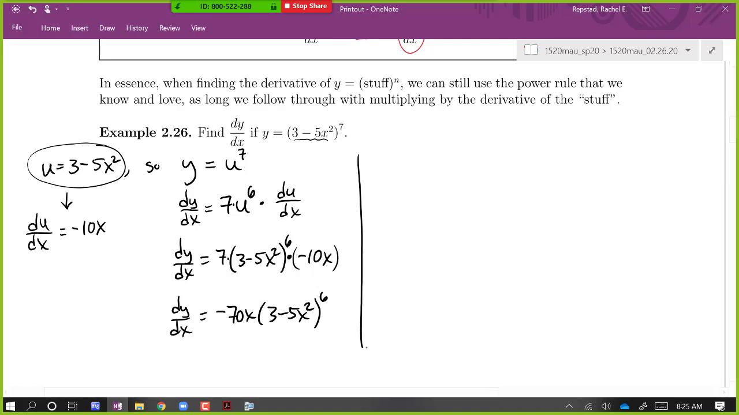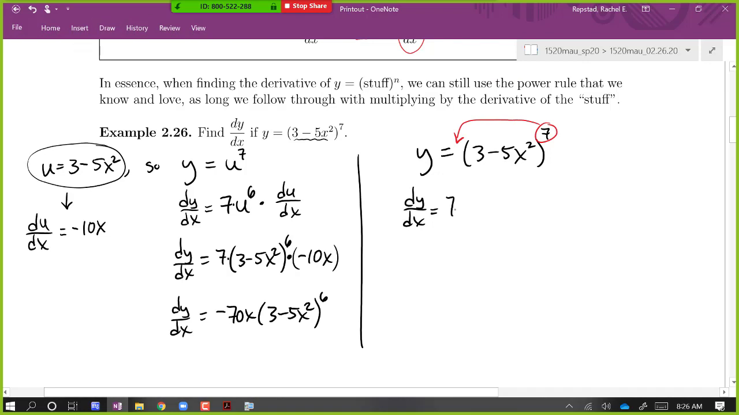As you do more of them, you might start gravitating toward this approach, which is just recognizing we have stuff to a power. I've got parentheses to a power. I'm not going to write out what u is or anything. I'm just going to say, oh, look, I've got some stuff to a power. When I want to find dy dx, I can use the power rule. It just seems like I ought to be able to do it.